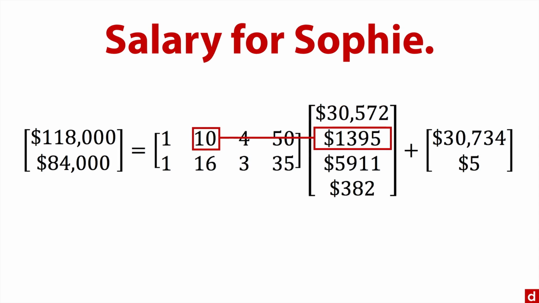Then we get this number 10, which has to do with years over 18. She's 28, so that's 10 years over 18. We multiply each year by 1395. Next is bargaining skills. She's got a 4 out of 5, and for each step up, you get $5,900. By the way, these are real coefficients from a survey of salary data of data scientists. And then finally, hours per week. For each hour, you get $382.